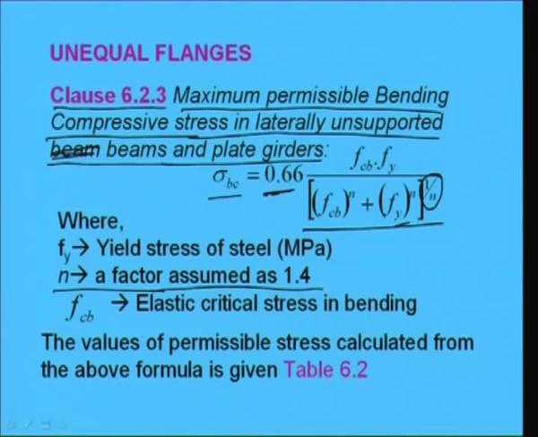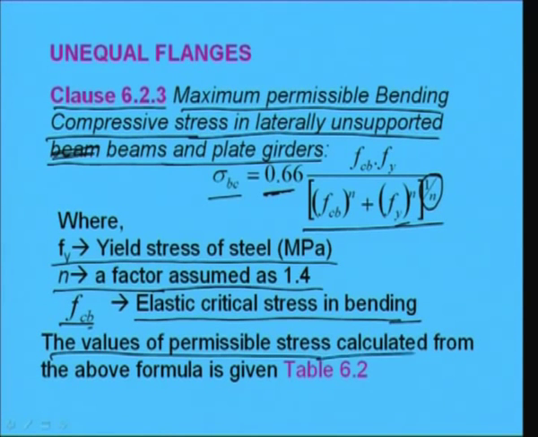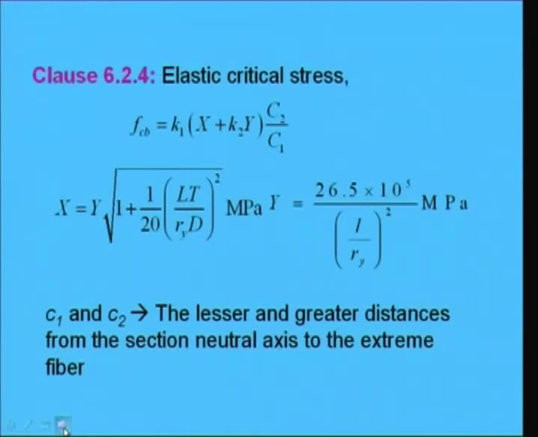For this case, n has been taken as 1.4, and fy, as we know, is the yield stress of steel, and fcb is the elastic critical stress in bending. Now, the values of permissible stress calculated from the above formula are given in table 6.2. In table 6.2, we can find out. Right. Now, what is fcb? This is defined in clause 6.2.4.